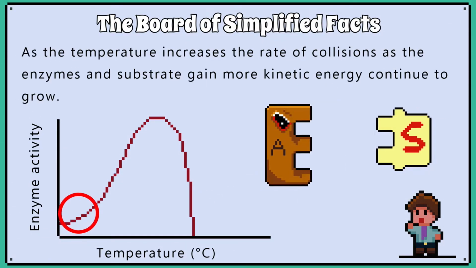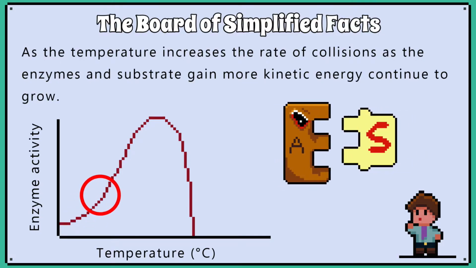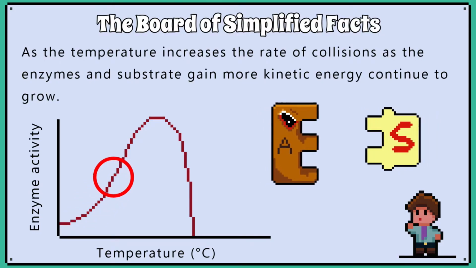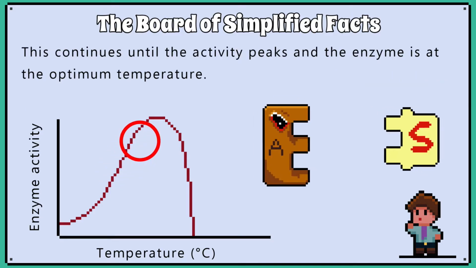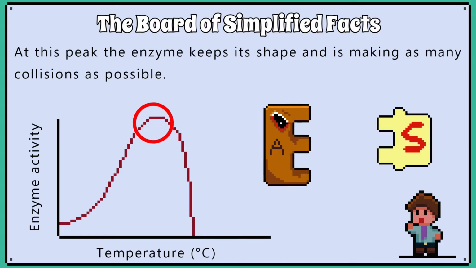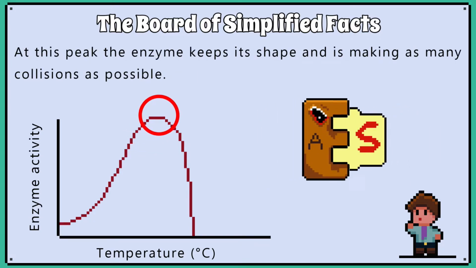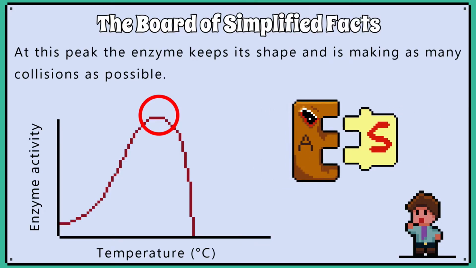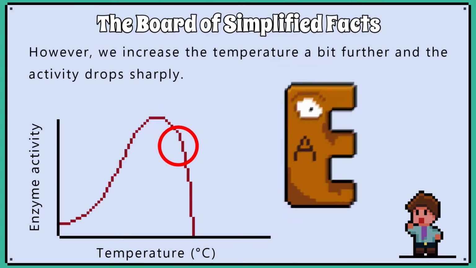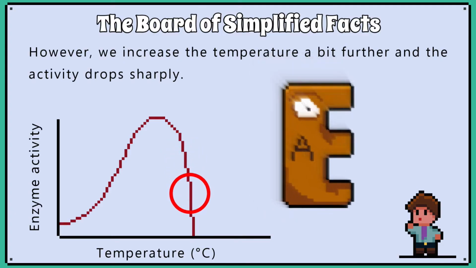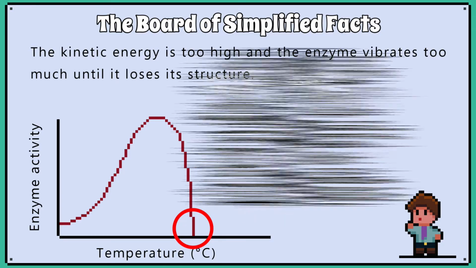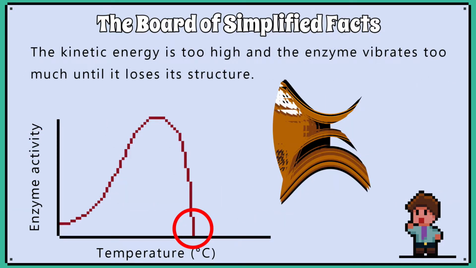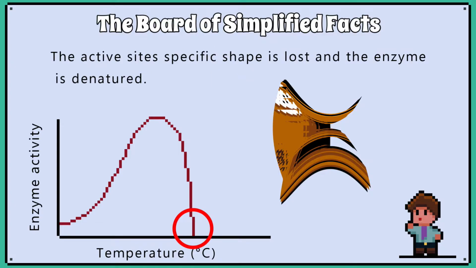As the temperature increases, the rate of collisions, as the enzyme and substrate gain more kinetic energy, continue to grow. This continues until the activity peaks and the enzyme is at the optimum temperature. At this peak, the enzyme keeps its shape and is making as many collisions as possible. However, we increase the temperature a bit further and the activity drops sharply. The kinetic energy is too high and the enzyme vibrates too much until it loses its structure. The active site's specific shape is lost and the enzyme is denatured.